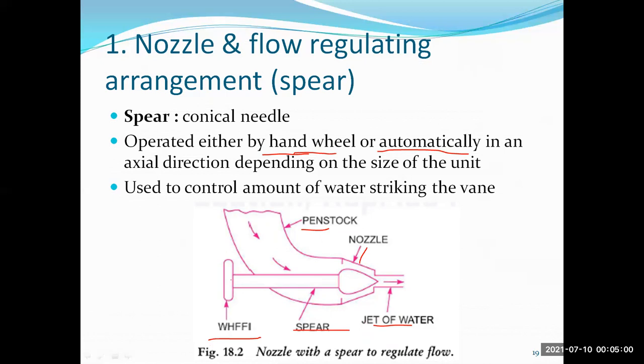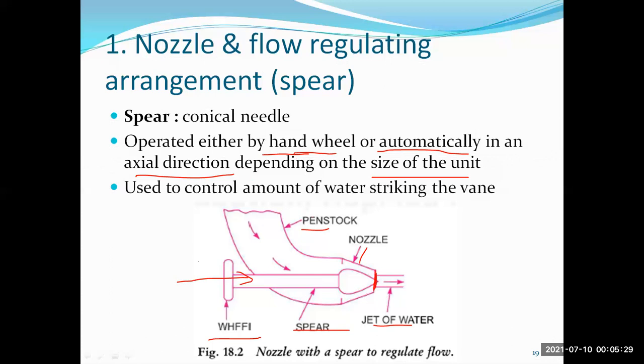The spear is operated by a hand wheel or automatically in an axial direction, depending upon the size of the unit. This is used to control the water striking the vane. Basically, if you move the spear forward, it will close the nozzle, and then it will decrease the volume of water.